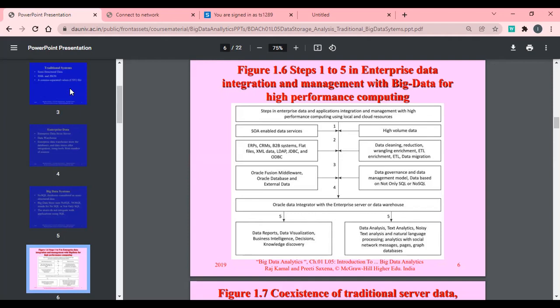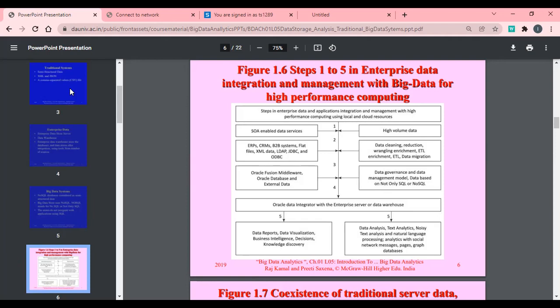Enterprise data: why do we go for big data? It is used in corporate, industry-oriented places. The large and huge volume of data we are going to store in this place. SQL is not able to store that huge volume of data, so we go for the enterprise integration management system. This diagram is the enterprise management system integration diagram.